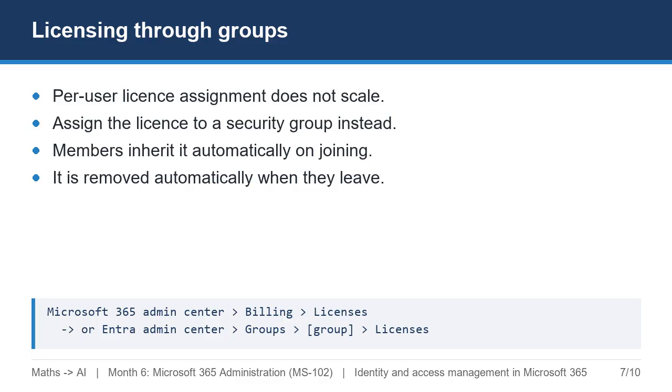Here's a habit that separates a pro from a beginner: never assign licenses one user at a time if you can avoid it. Instead, use group-based licensing. You assign the license to a security group, and every member inherits it automatically. When someone joins that group, they get the license, and when they leave, it's removed. Your joiner and leaver process becomes almost hands-free, and you stop forgetting licenses.